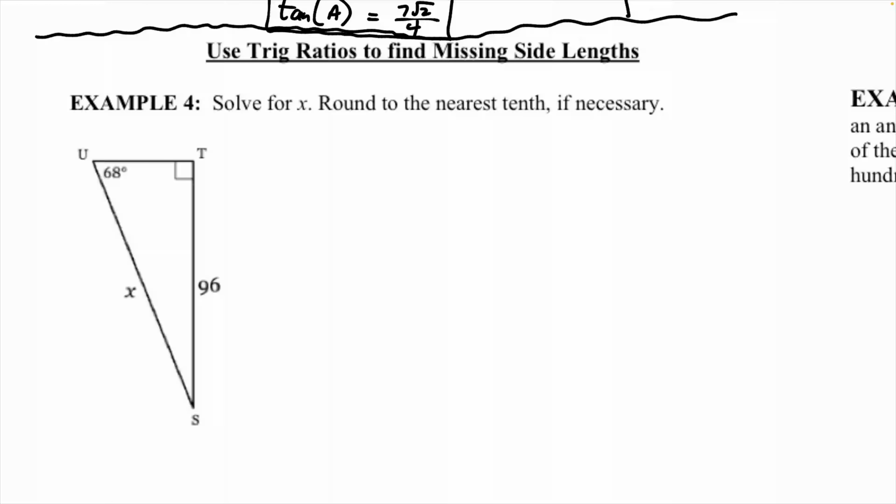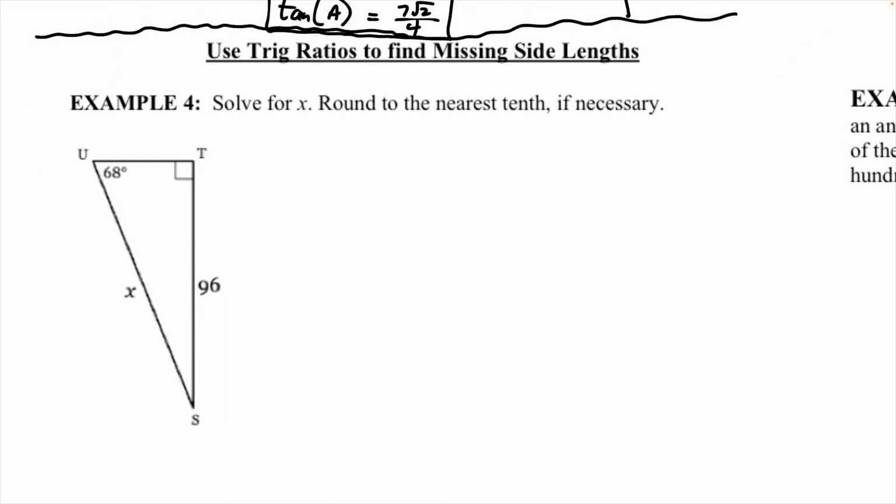Okay, so number 4, we have to find the missing side, right? The missing side is, what is it called? Which one of these? Is it opposite, adjacent, or hypotenuse? What is the missing side called? Hypotenuse, right? It's called the hypotenuse. So we're missing the hypotenuse, right?